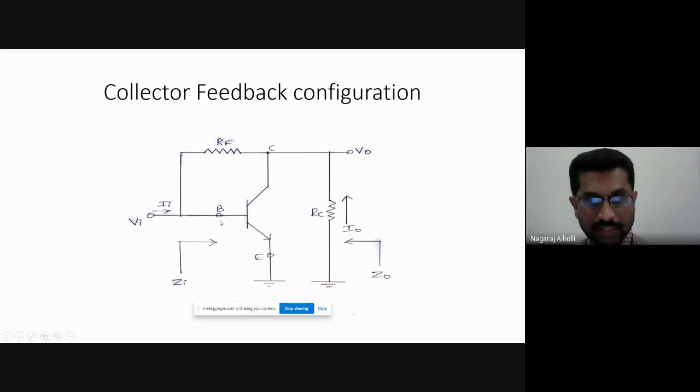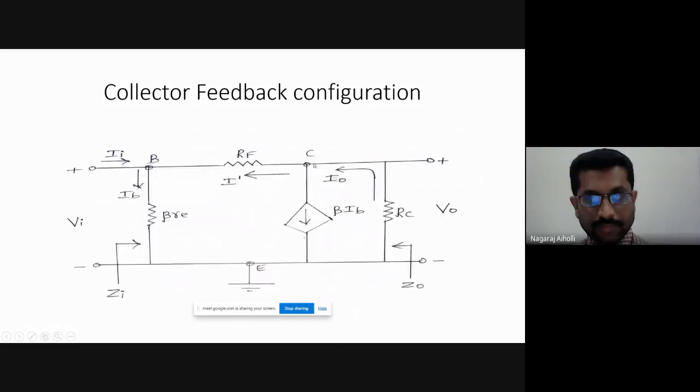The base current is almost negligible. The current is flowing between collector to emitter. Hence, IC is equal to beta into IB. We know that for the common emitter configuration, the collector current is given by beta into IB. Therefore, IC is equal to beta IB, flowing into the collector terminal here, in between collector to emitter terminal.